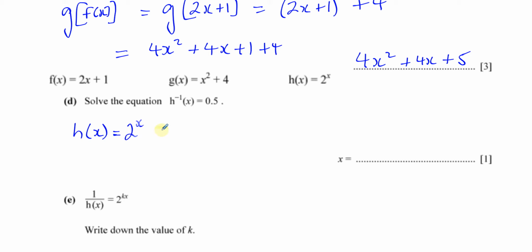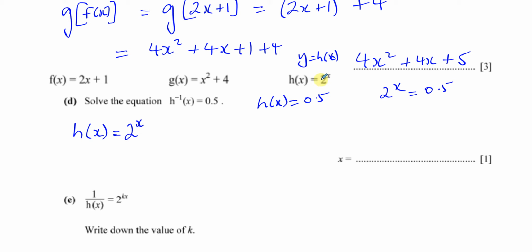Okay, so we know h(x) equals 2 to the power of x. So we've got to find when the inverse of h(x) equals 0.5. Now, if the question said find h(x) equals 0.5, you would say that's when 2 to the power of x equals 0.5. You would make the function equal to 0.5. But it doesn't say that. Basically, we have y equals h(x). So h(x) equals 0.5.